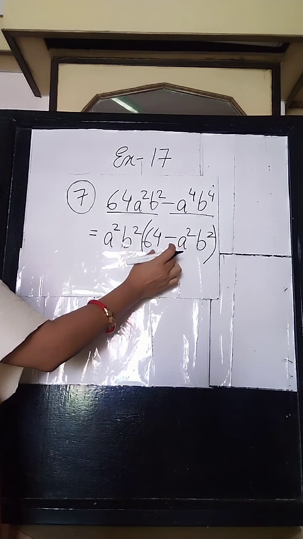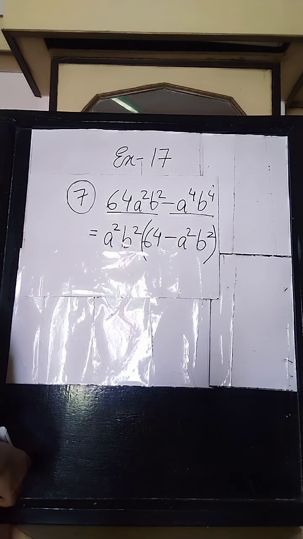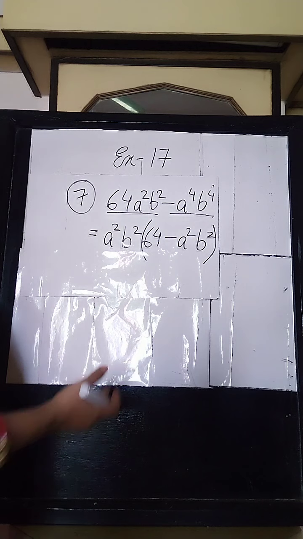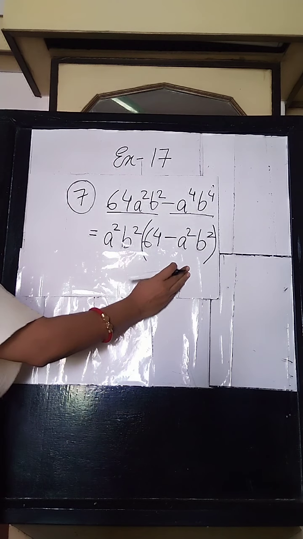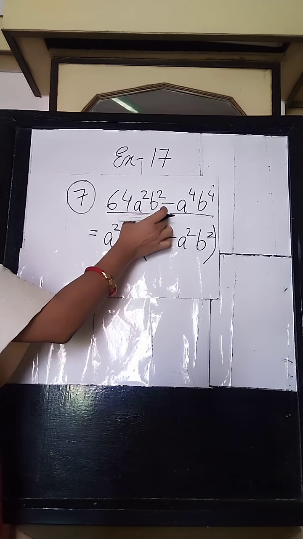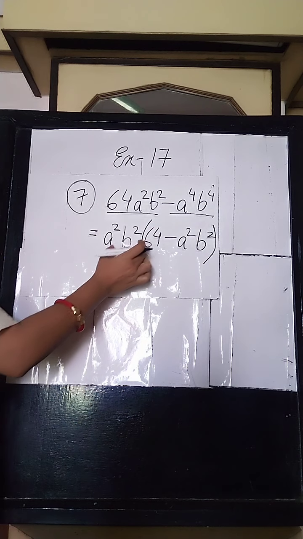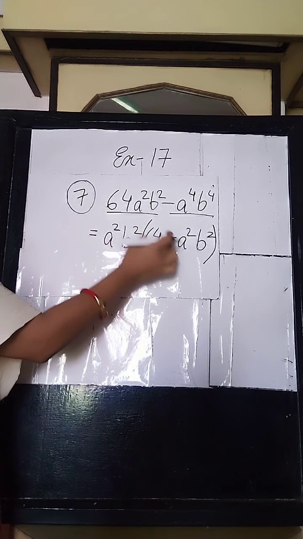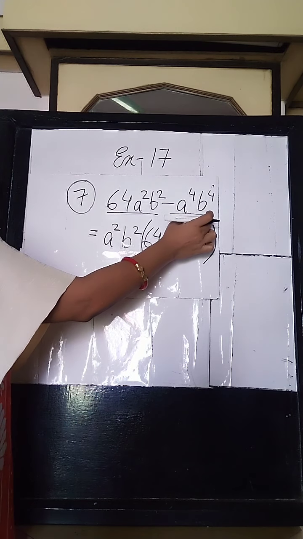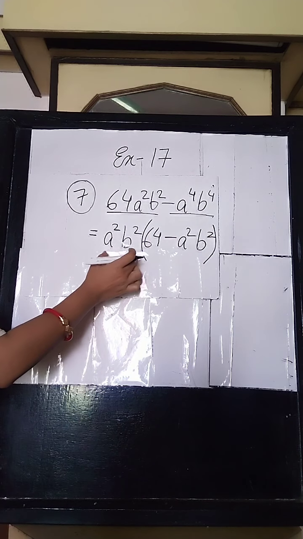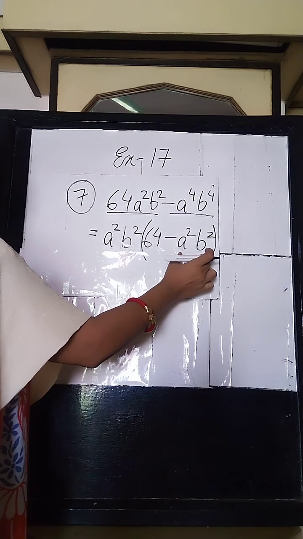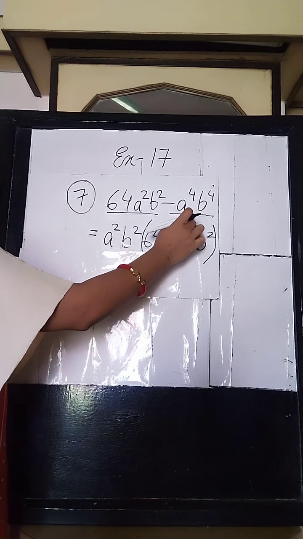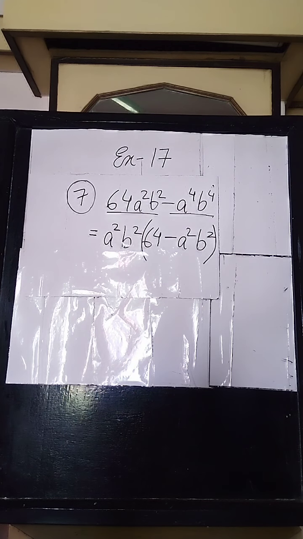Once you have taken a square b square outside the bracket as a common factor, inside the bracket the leftover factors will be remaining. So you have taken a square b square from the first expression, so 64 is remaining, and a square b square again you have taken common from the second expression, so a square b square is remaining. Multiplying this you are getting a to the power 4 b to the power 4.